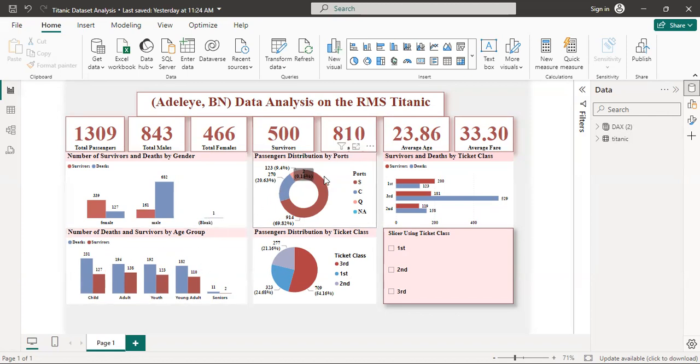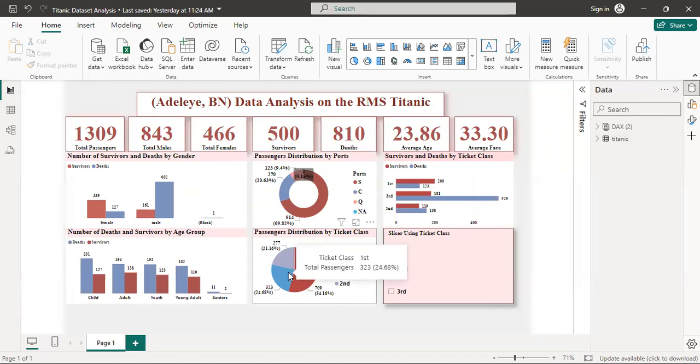Next, I'm moving on to passenger distribution by ports. Out of all the passengers, 914 passengers, making a total of 69.82%, got on the ship at the Southampton port, while 270, comprising 20.63%, boarded at the Cherbourg port, while 127, comprising 9.4%, boarded at Queenstown.